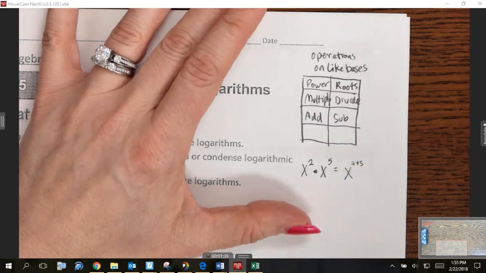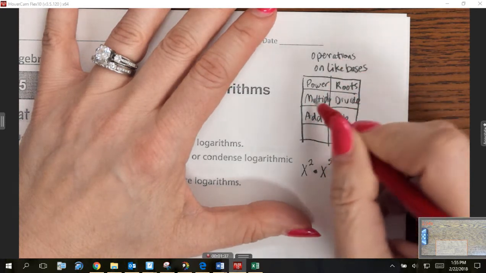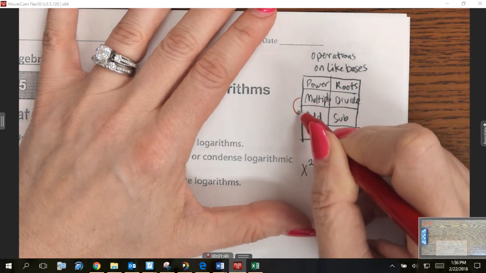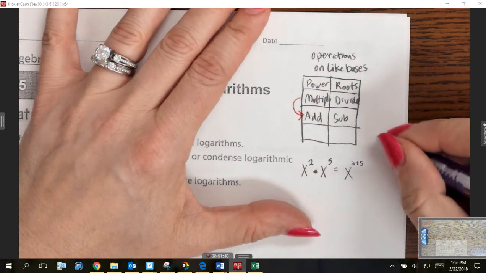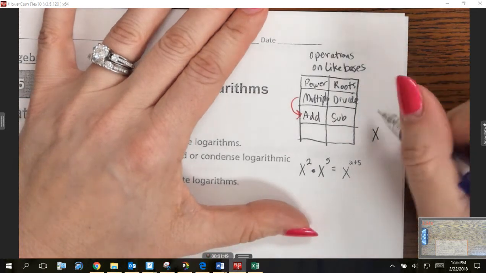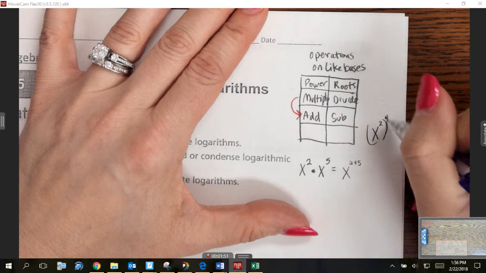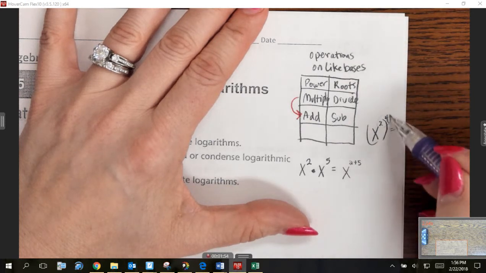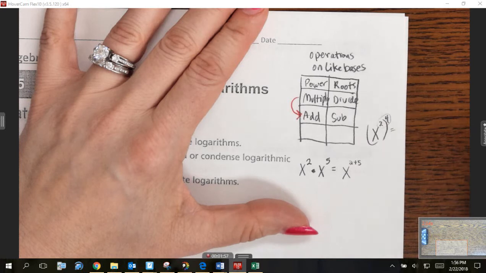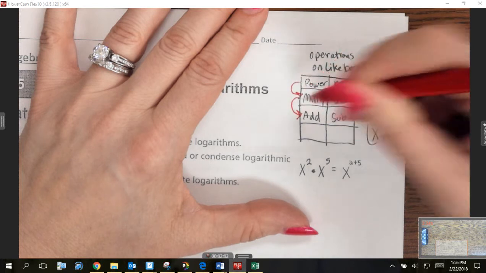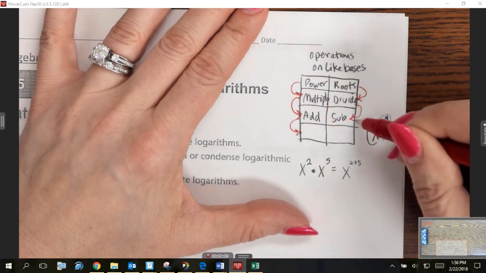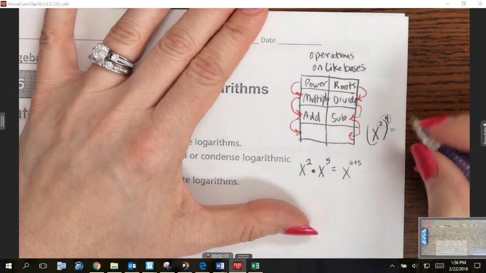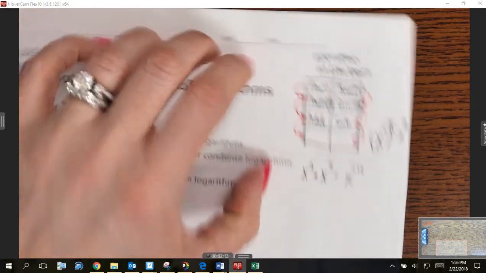So when we are multiplying operations on like bases, we do what's underneath to the exponents. So if we're doing a power, if we're doing something like x to the second to the fourth, what would we do to the exponents? If we're doing a power, we would do what to the exponents? We would multiply them. It's what's underneath that you would do to the exponents. So we have done that chart when we were first starting to talk about exponentials.